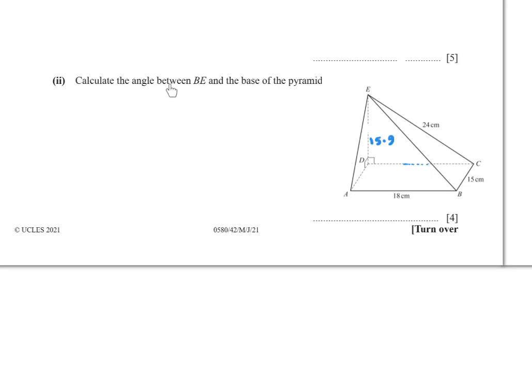Part C: calculate the angle between BE and the base of the pyramid. We need BE intersect the base at B, and if we drop point E on the base, we get this point. So we need to join the diagonal BD. Now we have a right angle triangle, this right angle triangle. We need to find this angle.